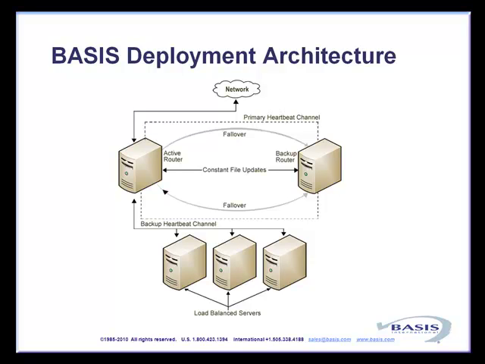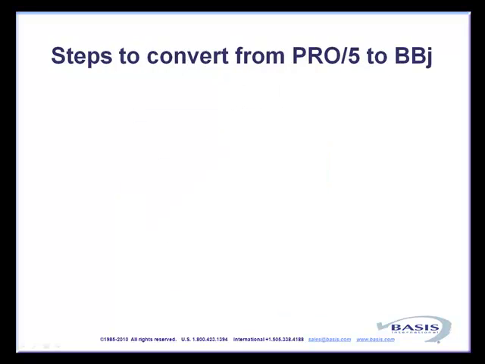So the database is therefore backed up at all times, taking advantage of the operating system's capability to deliver constant file updates between the two database versions. And then for the applications themselves, they run off load balance servers. Again, this is all a Linux deployment in our case. And then our clients may connect from all over the world and obviously internally within Basis to the application. All of that running BBJ services. So let's look at the steps we took some 10 years back to convert from Pro5 to BBJ.